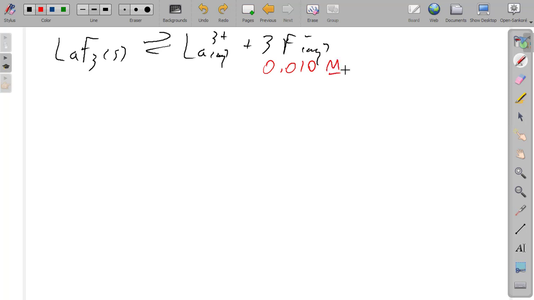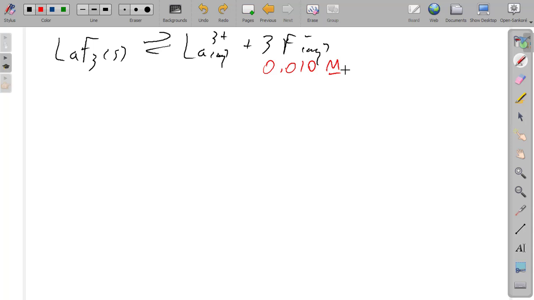We don't care where it came from. Could have been sodium, potassium, lithium, whatever. But let's just say that we dumped in 0.010 molar fluoride as well. What is the new molar solubility of the lanthanum fluoride? And this is still nothing more than a little bit of algebra, right?